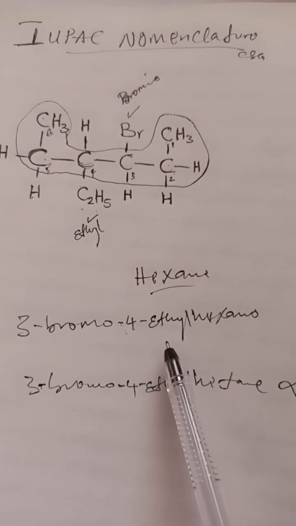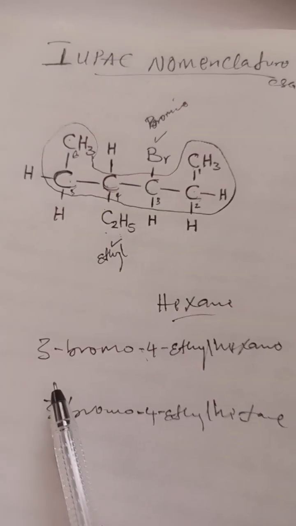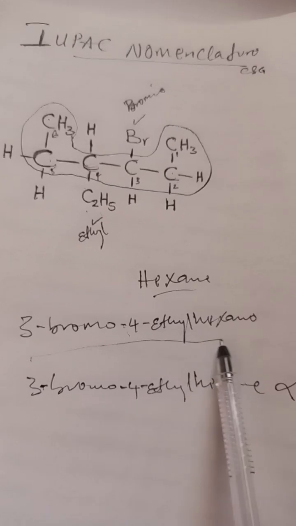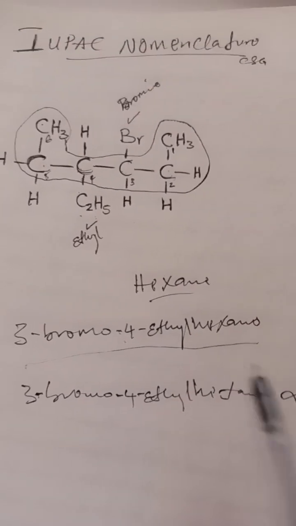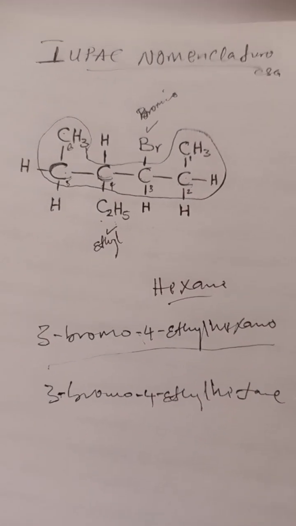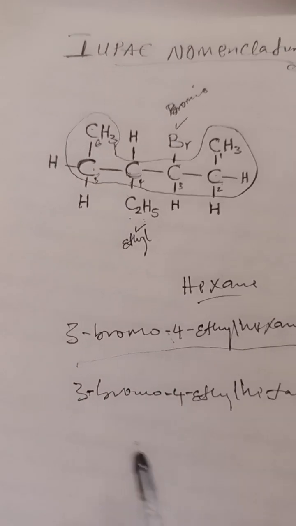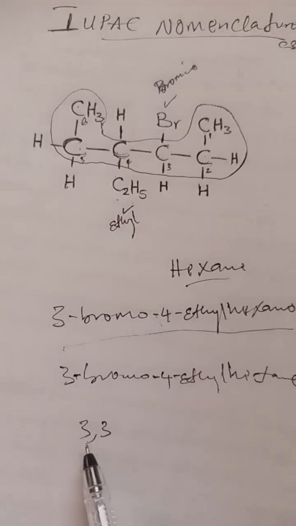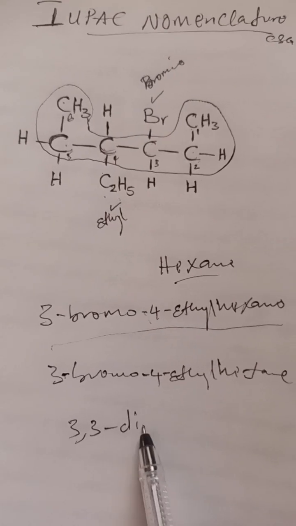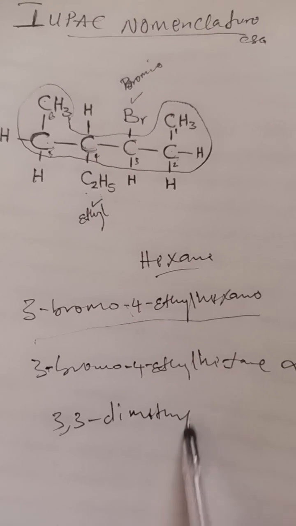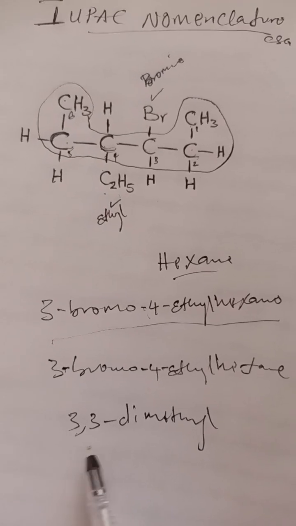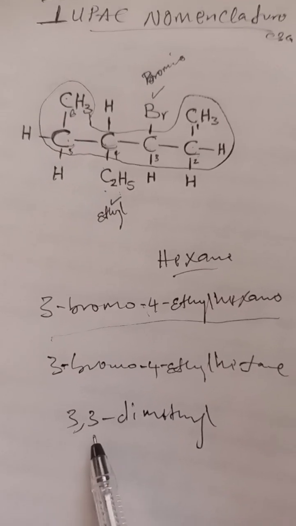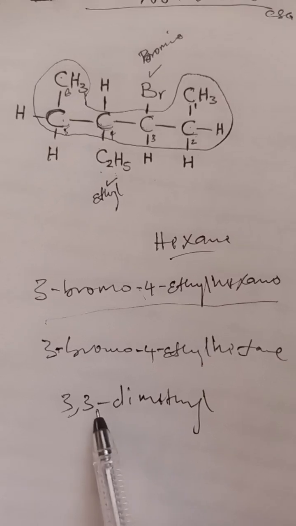And after writing the substituents, don't give space. There should be no space between the substituent and the parent name. So the name should be what? 3-bromo-4-ethylhexane. There should be no space. That's how to write it. Okay, and don't use a comma. We only use a comma to separate a number from a number. If I want to say 3,3-dimethyl, right? 3,3-dimethyl. So we separate the 3,3 with a comma. Then we separate a number from a letter with a hyphen.